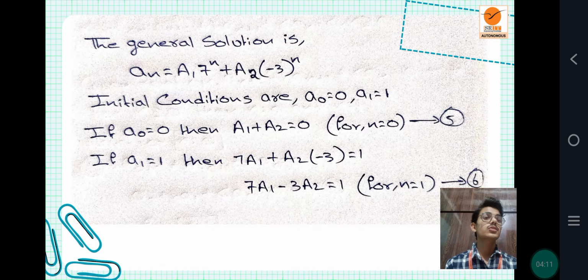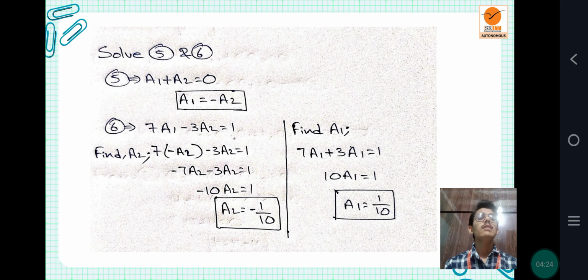If n = 0, we get a1 + a2 = 0. Let us consider this as equation 5. For n = 1, we get 7a1 - 3a2 = 1. This is equation 6. Solve equations 5 and 6. From equation 5, a1 + a2 = 0, so a1 = -a2.